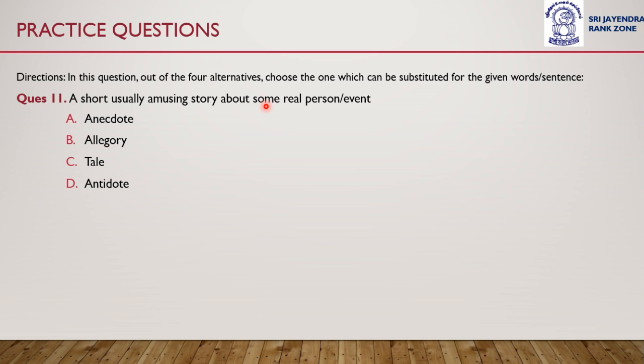Question number 11. A short, usually amusing story about some real person or event. Option A, anecdote. Option B, allegory. Option C, tale. Or option D, antidote. Which of these words can be substituted for the given sentence? Is it anecdote? Is it allegory, tale, or antidote?